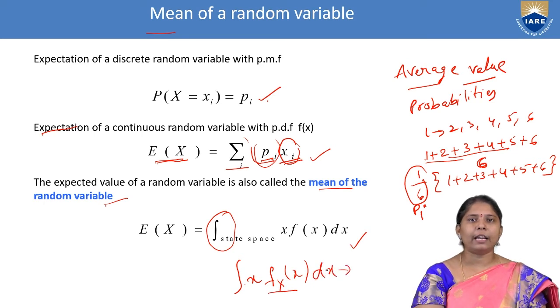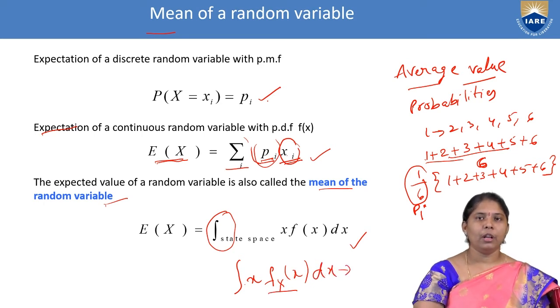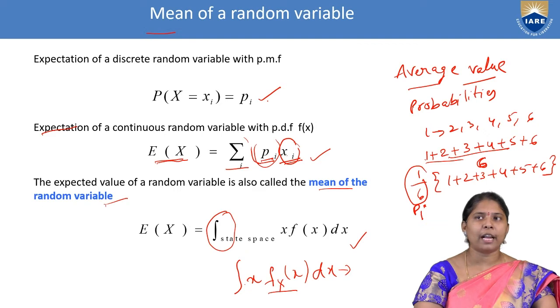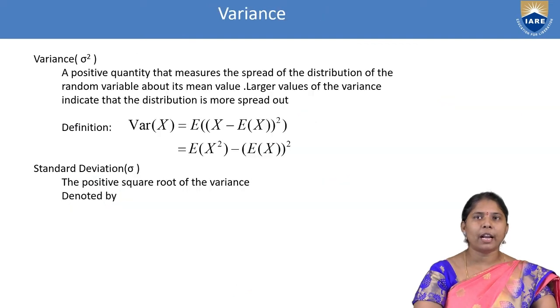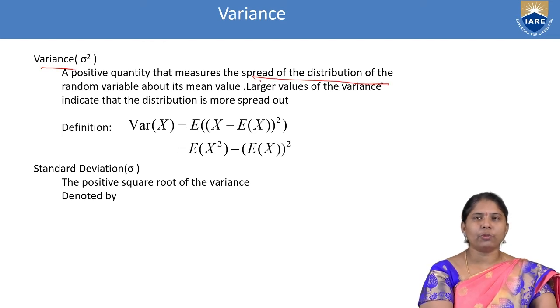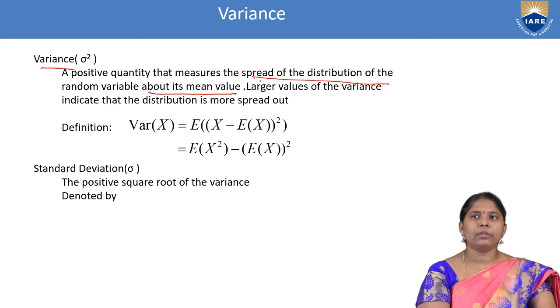So this is the mean calculation for the random variable. One more parameter is there for a random variable, that is variance. So what is mean? Mean gives the average value, and variance gives the spread of the distribution about its mean value.